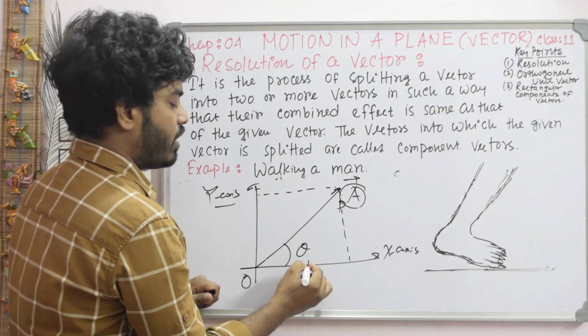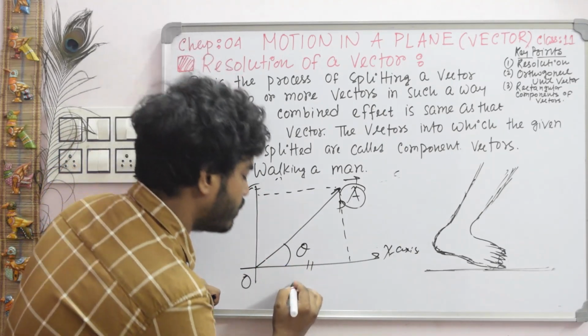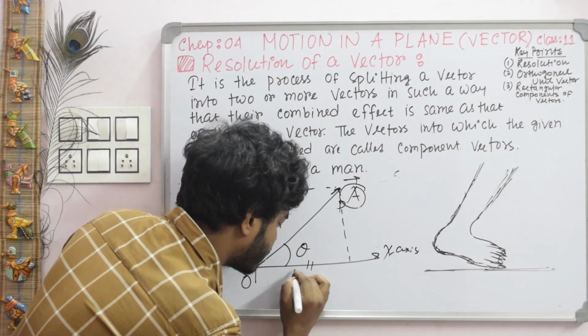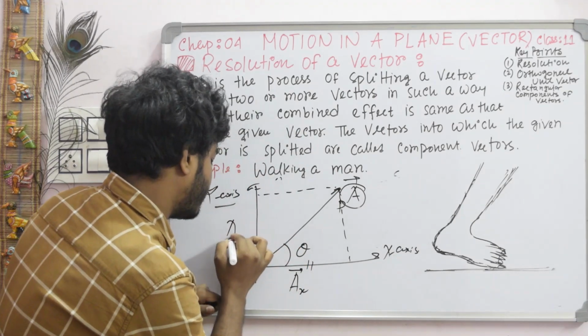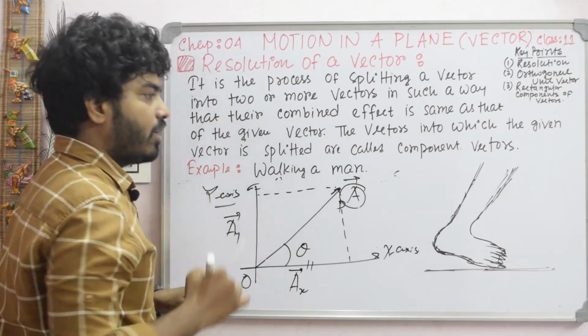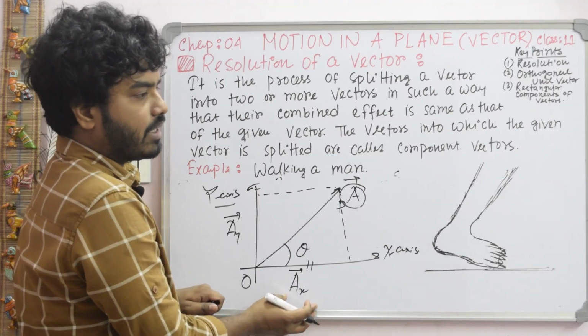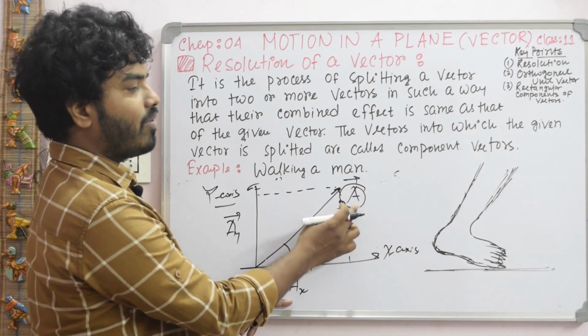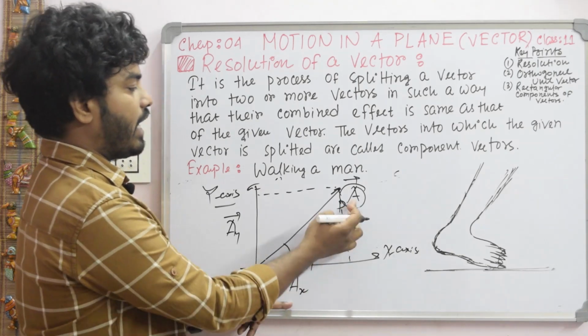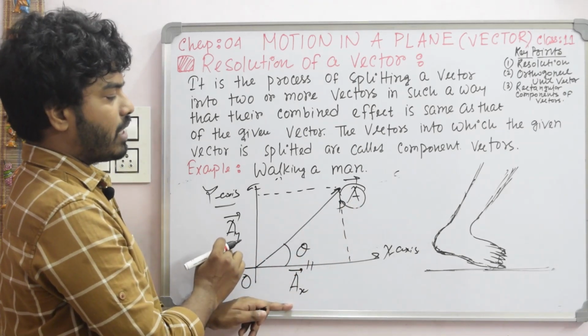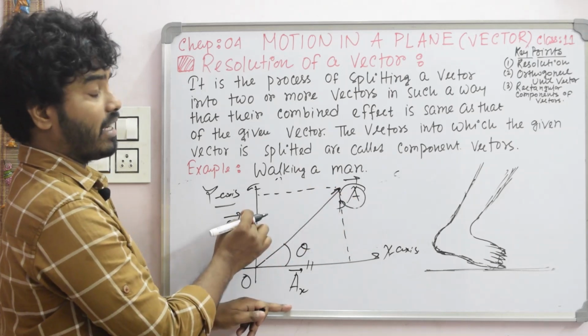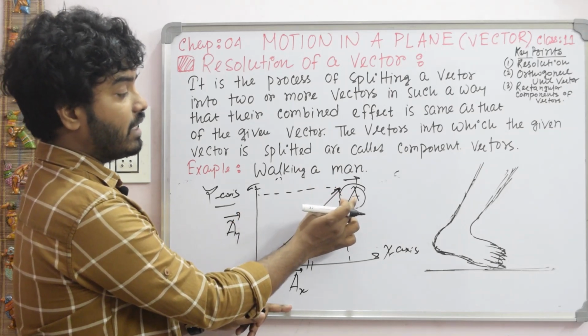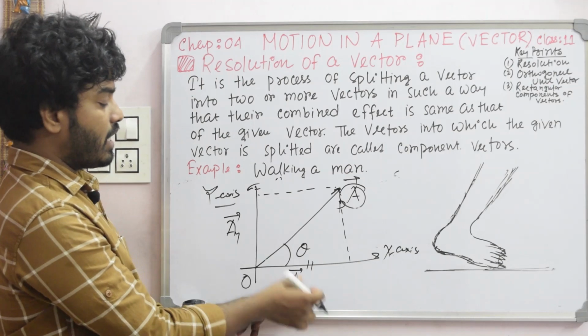Now what is the value of this component? Suppose this is named as ax vector and this is named as ay vector. Now what is the value of ax vector? Ax vector is the vector part of A vector along x axis and ay vector is the vector part of A vector along y axis. That means A is the resultant of ax vector and ay vector.